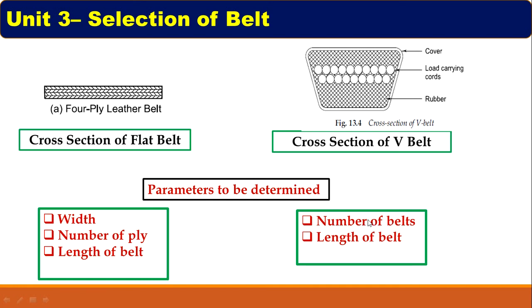If you observe the V belt, it consists of a cone pulley, and on that cone pulley a number of belts are mounted. That means if you are going to use V belts, a single belt is not used, more than one belt is used, and thus the number of belts is a very important parameter in the case of V belt, and that we are going to determine by using the standard manufacturer's catalog. Also we are going to find out the length of belt. This length of belt has a different procedure as compared to the length of flat belt, and that we are going to discuss in this chapter.